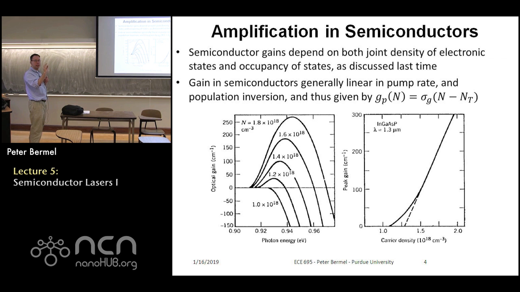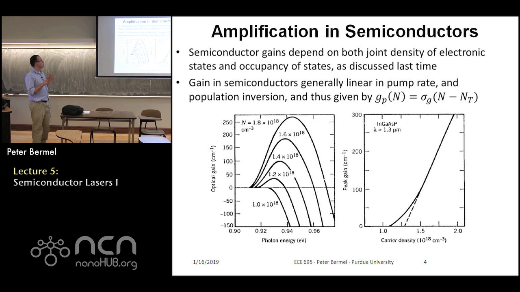And furthermore, because we have more states as we move away from the conduction band minimum and valence band maximum, we actually have a peak not right at the band gap, but slightly above the band gap, you know, plus kT or so. So you can see here that for this particular example of a semiconductor laser, you may have a band gap around 0.91 eV, but actually the peak is closer to 0.94, which corresponds to adding about 1 kT to the energy, okay? So that's the spectral distribution of gain.